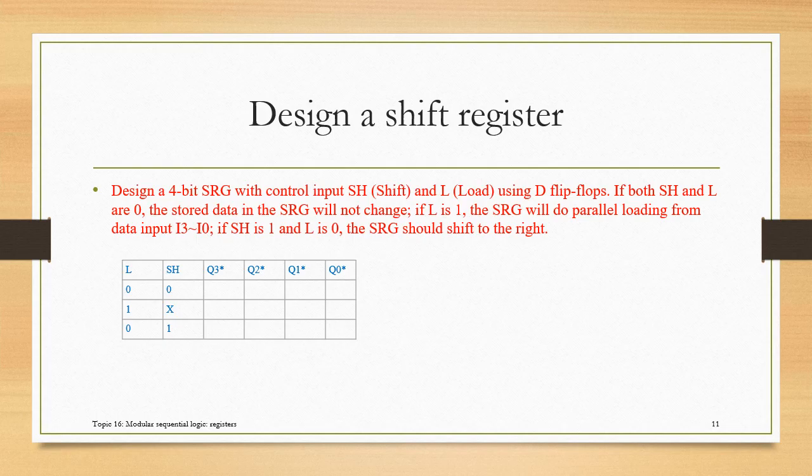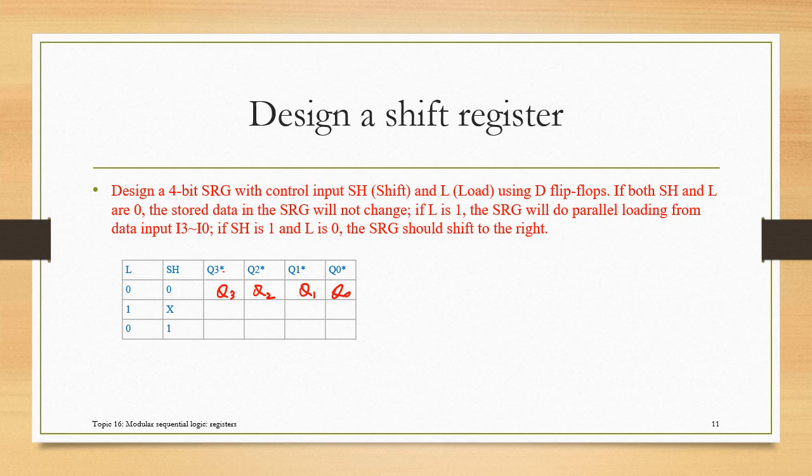For example, we have two inputs here, right? We shift input and then load input. If they are both 0, we know the data will not change at all. So here I use the star representing the next state. So the next state will equal the current state, right? No change. So it's just Q3, Q2, Q1, Q0, whatever value they have, we just keep them there, right?